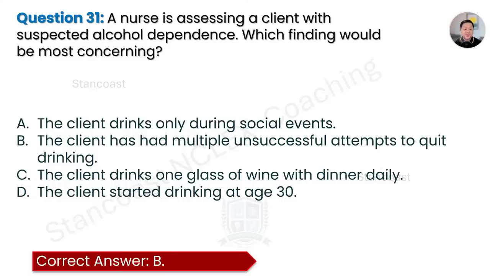Now for the incorrect answers, here we have letter A. Social drinking does not necessarily indicate dependence unless it leads to excessive intake or functional impairments, and this option lacks evidence of problematic behavior. For letter C, moderate alcohol intake, such as 1 glass of wine with dinner, is considered within normal consumption guidelines and will not indicate dependence. For D, the age of onset of drinking is not inherently concerning without evidence of harmful patterns.